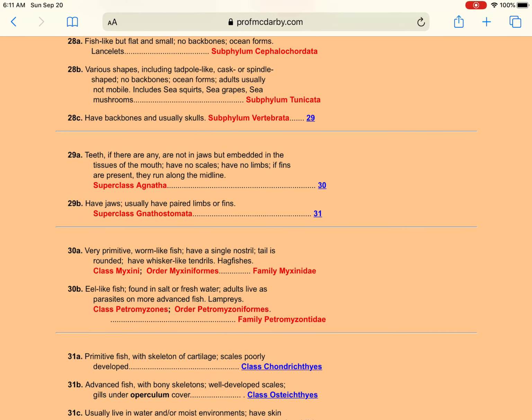Fish-like but flat and small. Okay, you don't need to read any further. 28B, various shapes, which means in the whole group there's a bunch of different shapes. No backbones. Okay, that can't be us. 28C have backbones and usually skulls. Here the skull is used as what's called a marker trait.